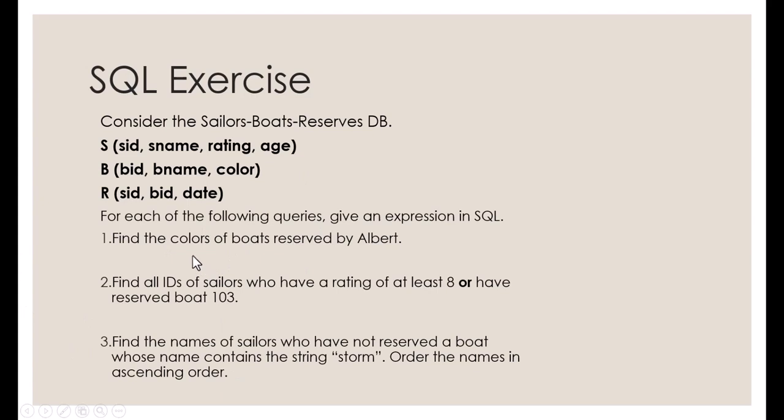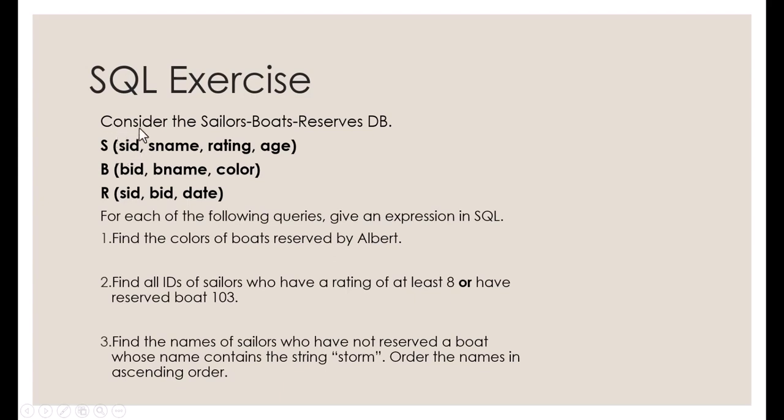The first one, we want to find colors. So where can we find colors of boats? That can only be found in B, so we definitely need B. Boat reserved by, so reservation information can only be found in R. Which sailor reserved which boat? So we need R. By Albert, this is a sailor's name that can only be found in S. We actually need all 3. Since we're doing a Cartesian product between all 3, we will link them, or else it's going to return every single combination of rows between these 3 tables.